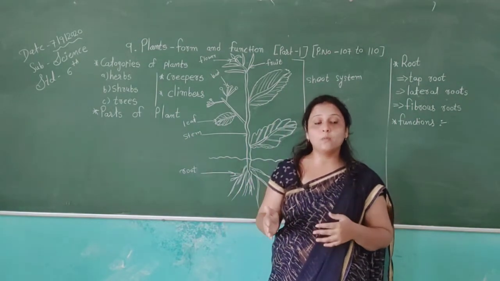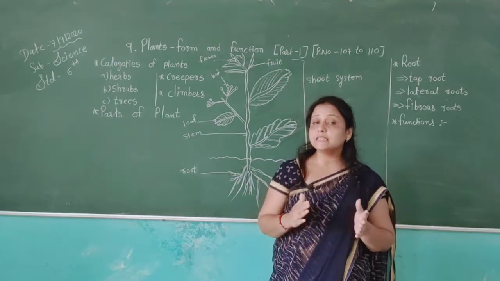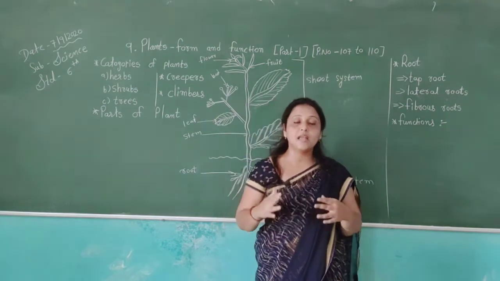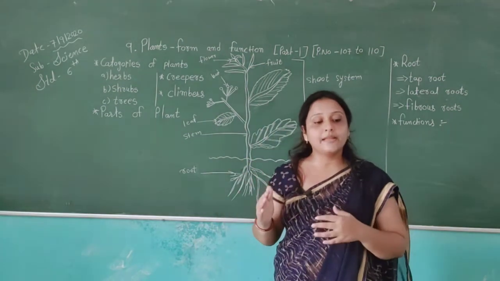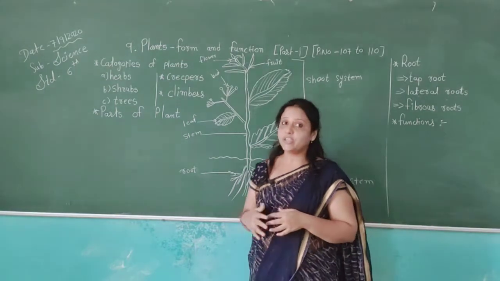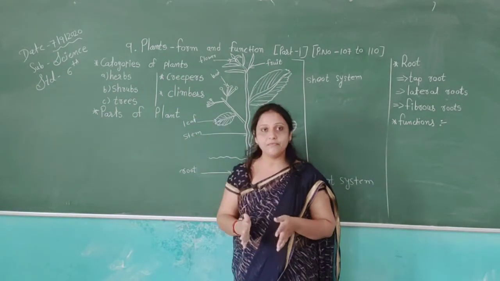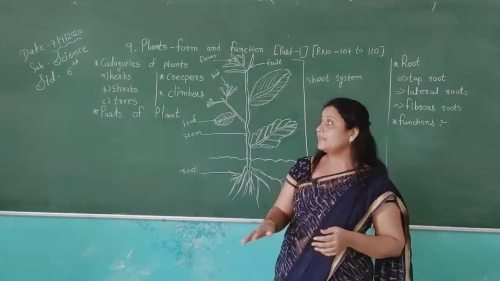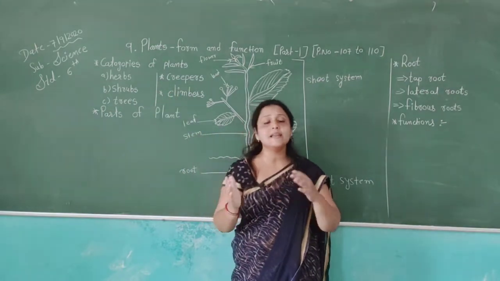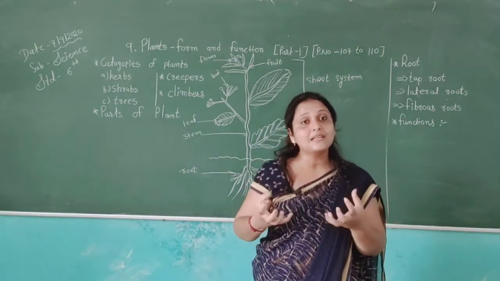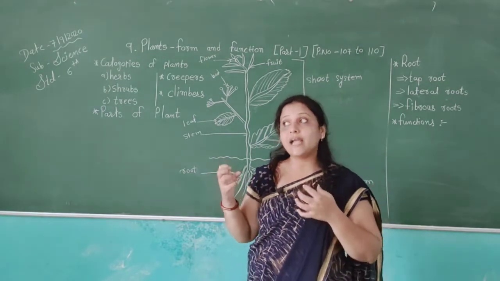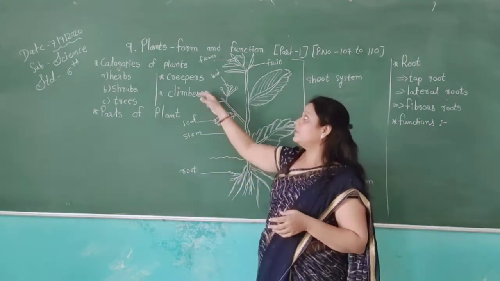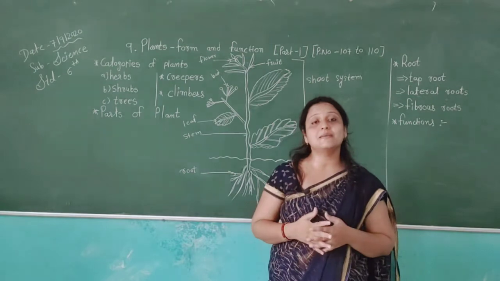When we say cucumber or grapevine, these types of plants are creepers and climbers. They have some different features. You will find that the stems in these plants are weak. The stems of these plants are weak, so they are not able to stand on their own. In the other categories, plants can stand on their own stem because their stems are strong, but these cannot because their stems are weak.